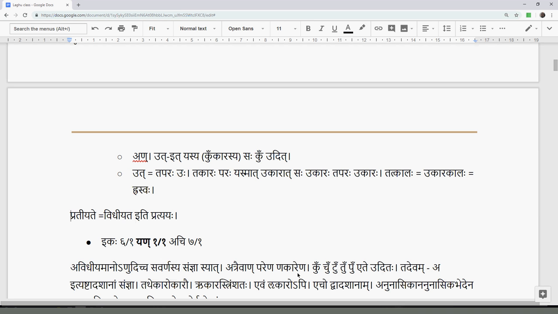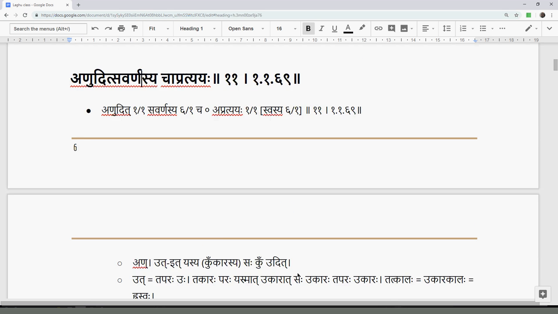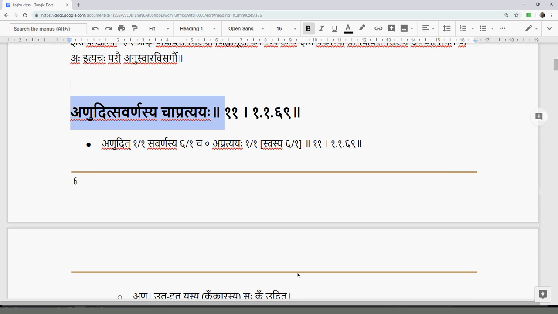But here, what is said as pratiyate vidhiyate iti pratyaya, by that definition, in this sutra yan will become a pratyaya. Yan is a pratyaya now, by this sutra. And yan is a pratyaya, yan is not an apratyaya. Since yan is a pratyaya, therefore it is not an apratyaya, and anudit savarnasya cha apratyaya.